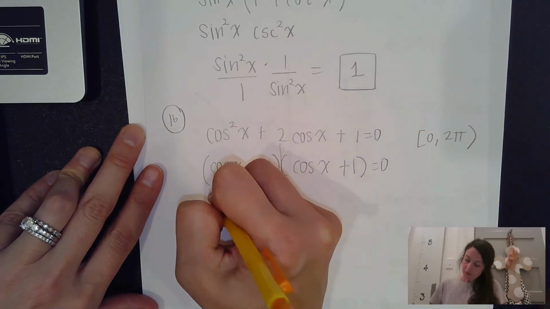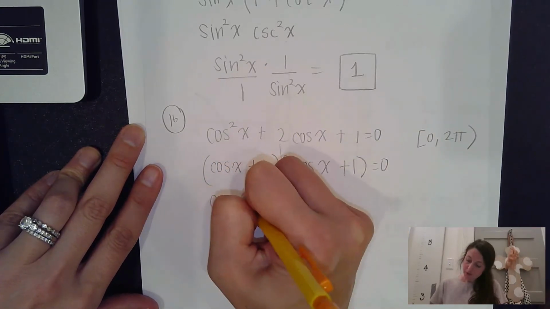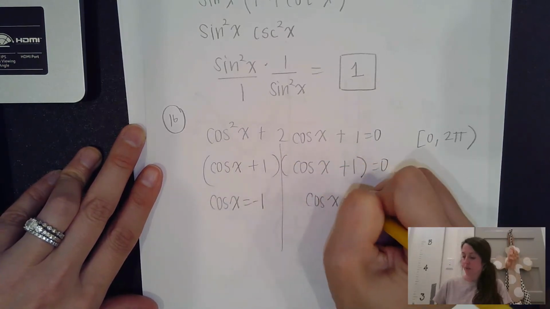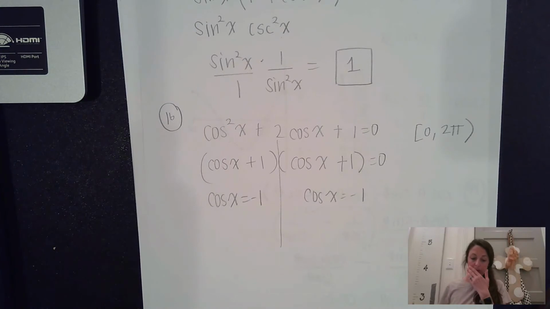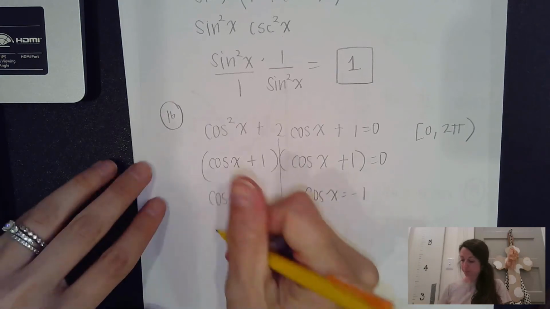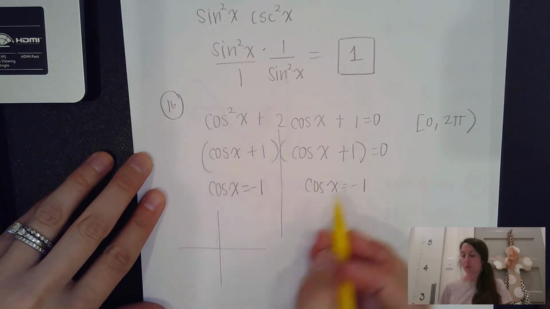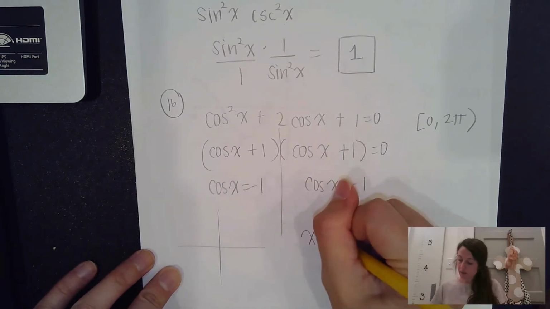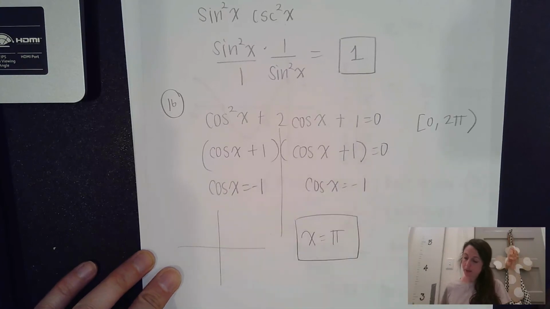So then you set both of those factors equal to 0. So cosine of x is going to be equal to -1. So it's the same thing, right? On the unit circle, we've got to figure out where cosine of x is going to be equal to -1. So cosine, remember, is the x value on the unit circle. So it's going to be at pi. So x is going to be equal to pi here.